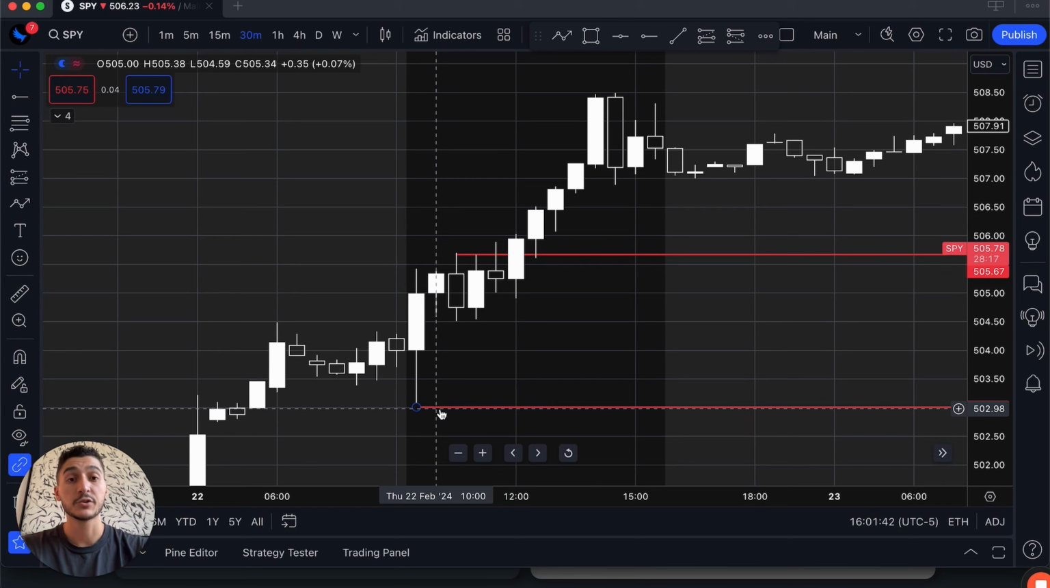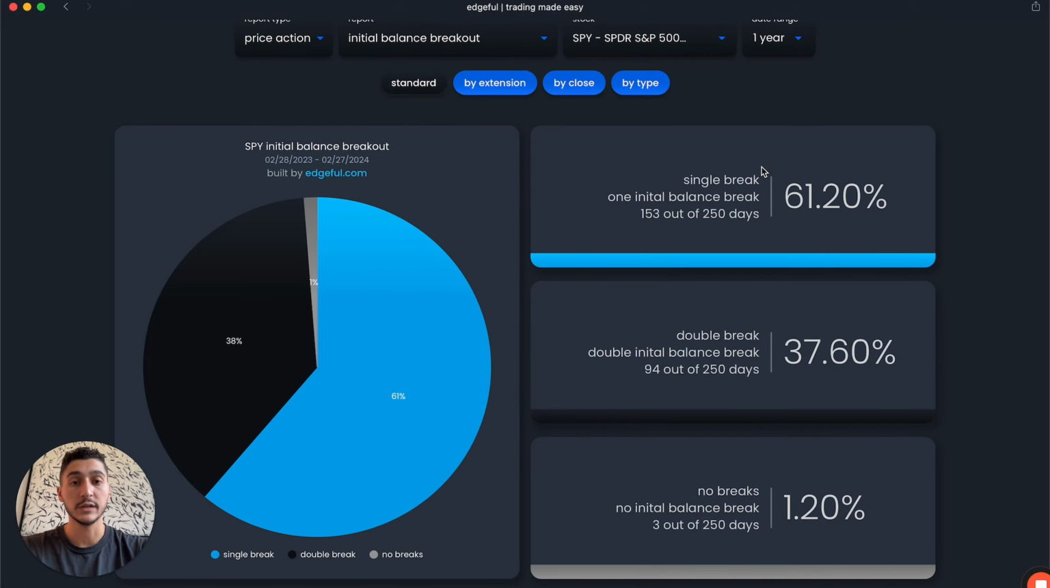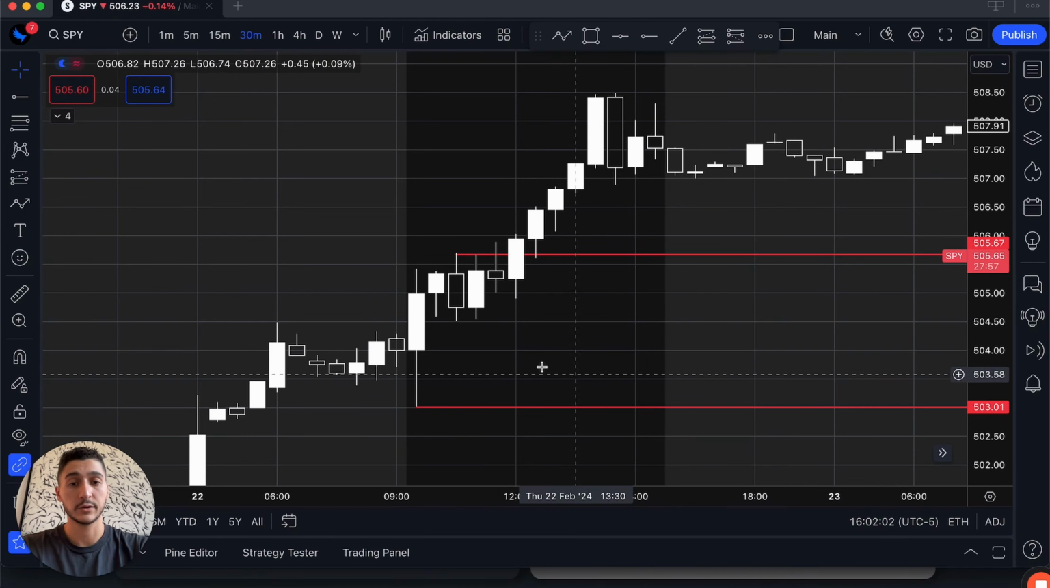So an initial balance is just the high and the low of the first hour of trading. So from 9:30 to 10:30 a.m. Eastern time. Whatever time zone you're in, it doesn't matter. It's just the first hour of market open. So you can see what this report measures is how often a single break occurs, a double break, or a no break. So I'll just go into what those are.